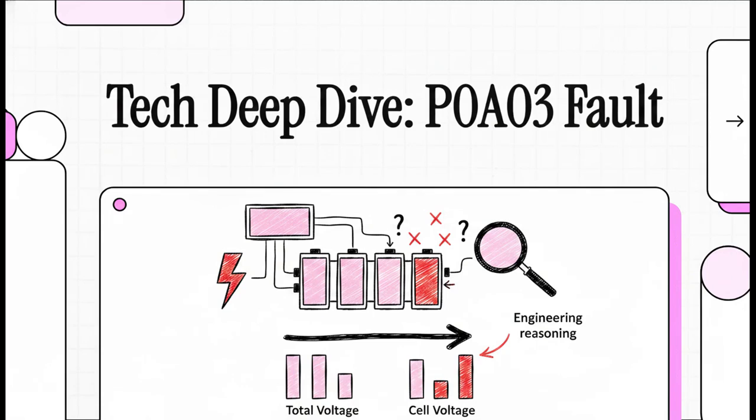We are diving straight into a brilliant engineering detective story today, looking at one of the most complex faults in EV battery systems, the P0A03 pack voltage mismatch error. It's a severe system-level rationality fault, where basically the battery pack's total voltage completely refuses to match the sum of its individual cells. It's fascinating, so let's get right into it.